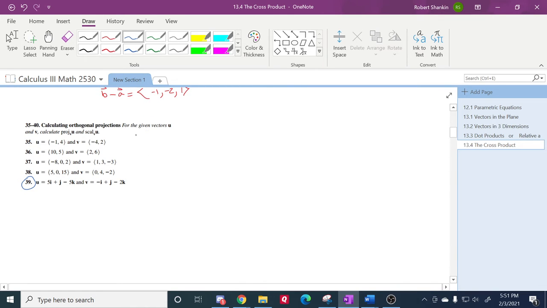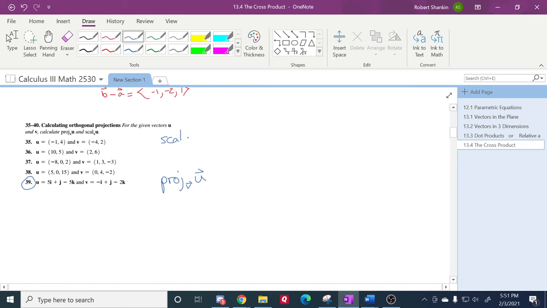So, calculate the projection of U onto V. I'd gotten the projection right, but then according to the back of the book, my answer for the scalar was wrong, but I wasn't really sure how I could get the scalar wrong and get the projection right. Okay.